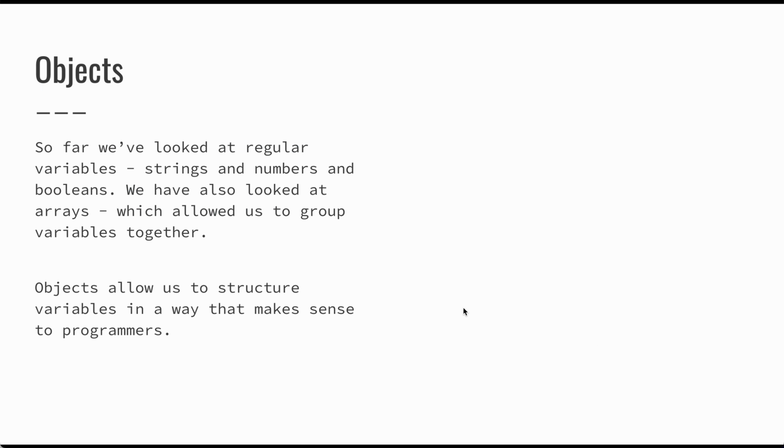So far we've seen regular variables, we've seen strings, we've seen numbers, we've seen booleans, and in JavaScript all of these things operate a bit like objects, but we've also seen arrays which allow us to handle data grouped together, and we can also treat those somewhat like objects. Objects in JavaScript will allow us to structure our variables in a way that makes sense to programmers and allows us to model data that puts behaviors and properties closer together. So objects have properties and they have methods in JavaScript.